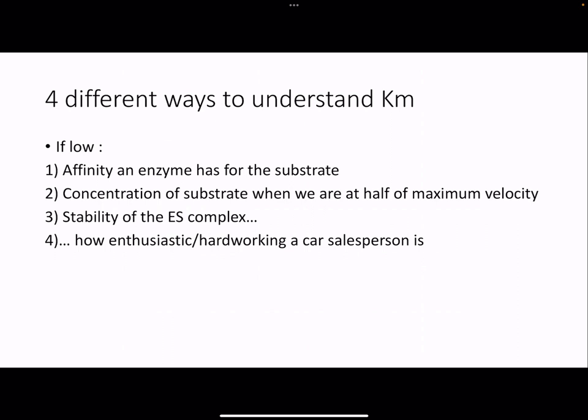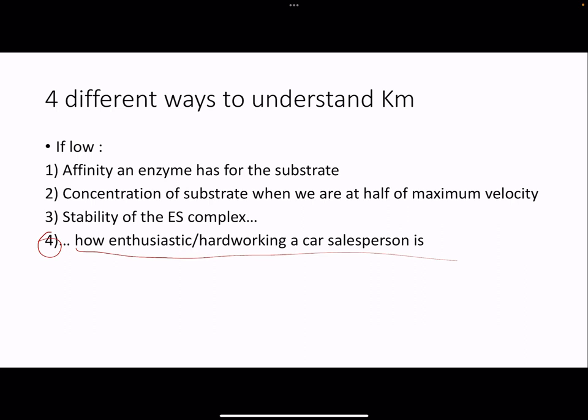Like we just said, maybe the second one, it's the concentration of the substrate when we're at half of the maximum velocity. And this third one is really mostly just useful when you're thinking of uncompetitive inhibitors. So we'll come back to this, but it is quite literally the stability of the enzyme substrate complex. I know that one's kind of weird, so put that in the back of your head. We'll come back to that. And for our dumb metaphor, we're going to think about how enthusiastic and hardworking our salesperson is.